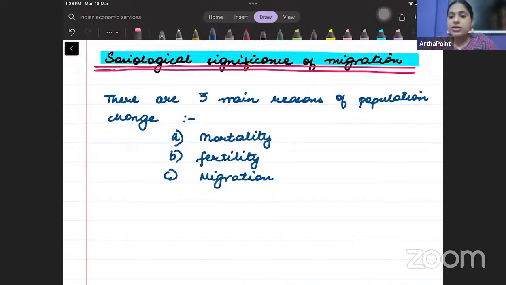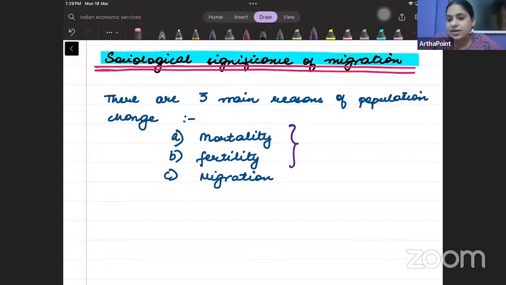Because in migration, there is no biological framework involved. Matlab, when mortality, death, or birth takes place, we have a biological framework involved in it, right? Of course, it is getting impacted by social, cultural, and economic factors also. Whether you will have one child or five children in your house will depend on which society you belong to, which culture you come from, whether you are rich enough to give good education to five children or only to one child, right? So, of course, mortality and fertility are influenced by other factors also.